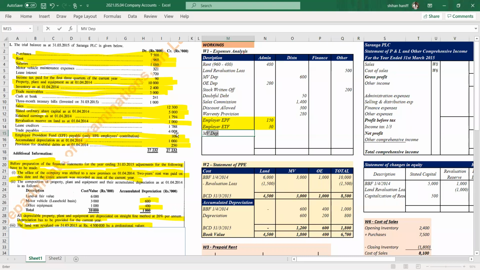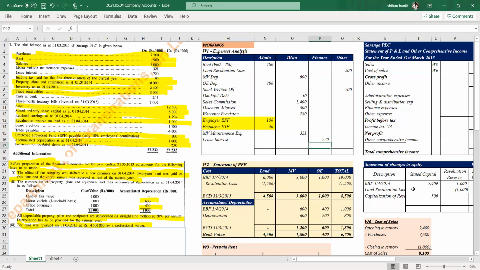Motor vehicle maintenance, distribution, 3 to 1. Motor vehicle maintenance 321. Lease interest. I didn't do the lease adjustment. I will just record this as finance expense, 7,000.